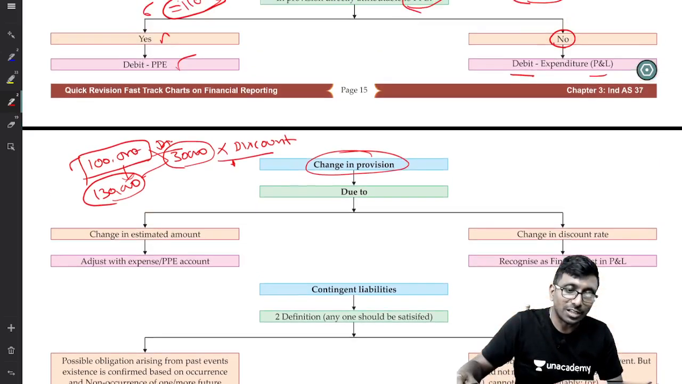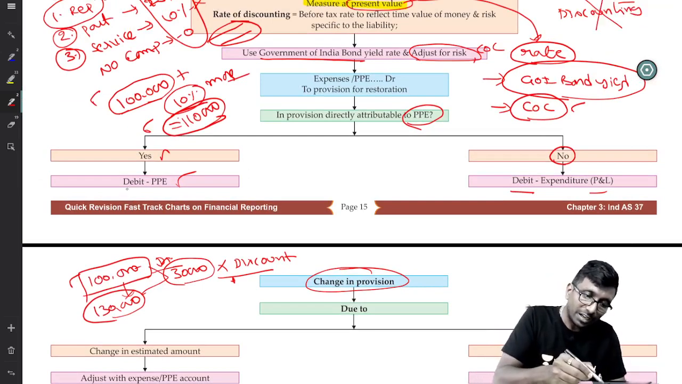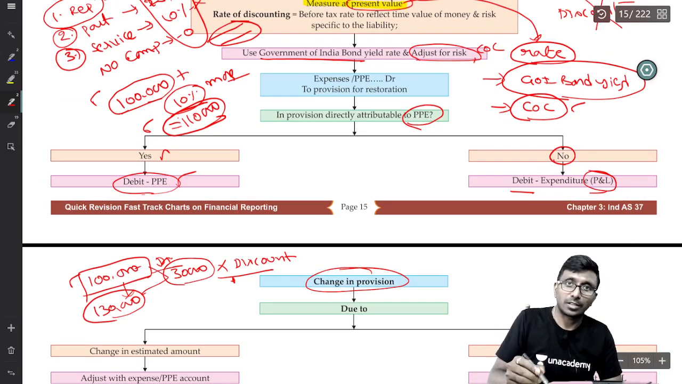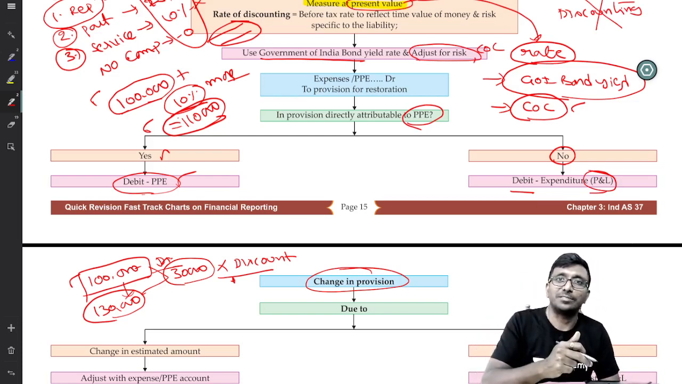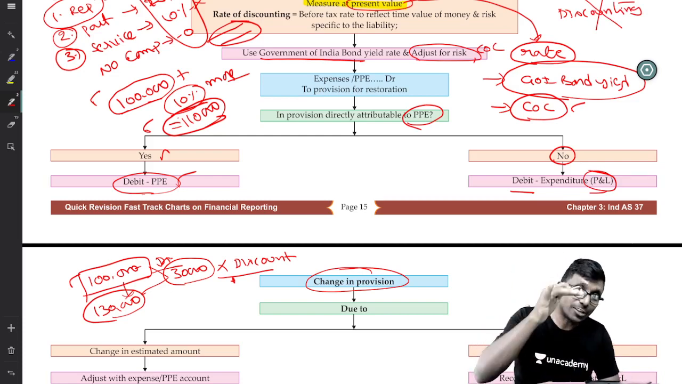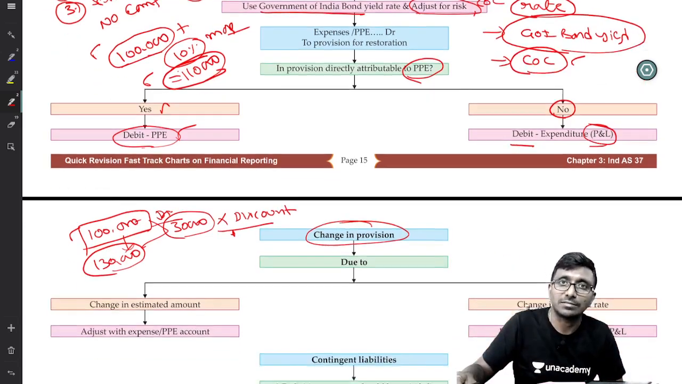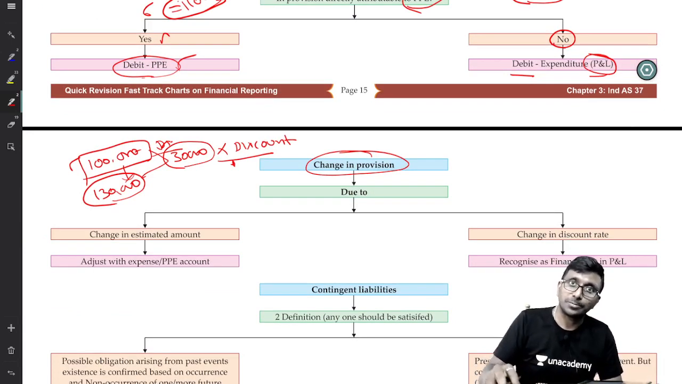Debit means first you should answer me: when you initially made the provision, did you capitalize it to PPE or charge it to P&L? No sir, initially I capitalized it to PPE, now also capitalize to PPE. If initially charged to P&L, and now there is a change in provision, now also charge it to P&L. Same accounting will happen, no change, right?